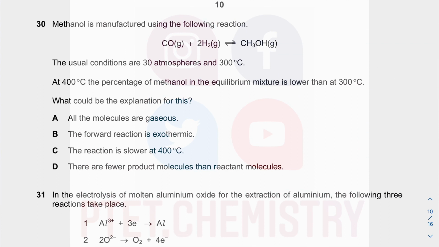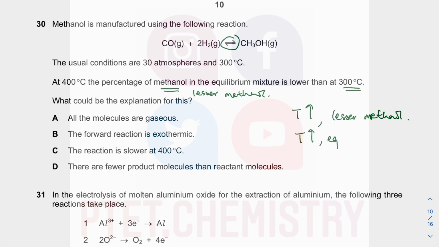Number 30, you have an equilibrium. They're saying that at 400 degrees Celsius, you get lesser methanol than at 300 degrees Celsius. So temperature increase, lesser methanol. And methanol is on the right hand side. So temperature increase, equilibrium shifts to the left hand side, favoring the backward reaction. This happens because of temperature increasing.